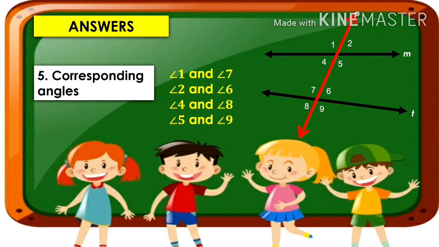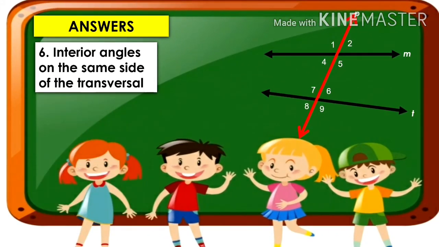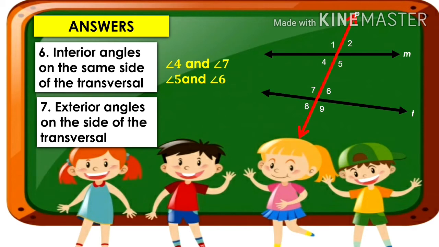Next, interior angles on the same side of the transversal. So, interior angles on the same side of the transversal, the answer is angle 4 and angle 7. Angle 5 and angle 6. They are the interior angles on the same side of the transversal. 7, the last one, exterior angles on the same side of the transversal. So we have angle 1 and angle 8, angle 2 and angle 9.